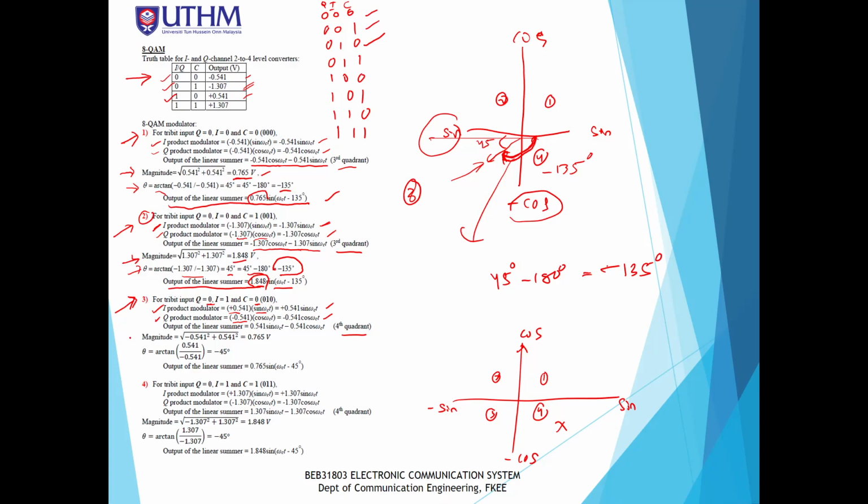So I need to find the magnitude, which is the square root of minus 0.541 squared plus 0.541 squared. So I produce 0.765 volt. And the phase is going to be arctangent of 0.541 over minus 0.541, which is negative 1. So arctangent of minus 1 produces negative 45 degrees. So negative 45 degrees is actually over here.